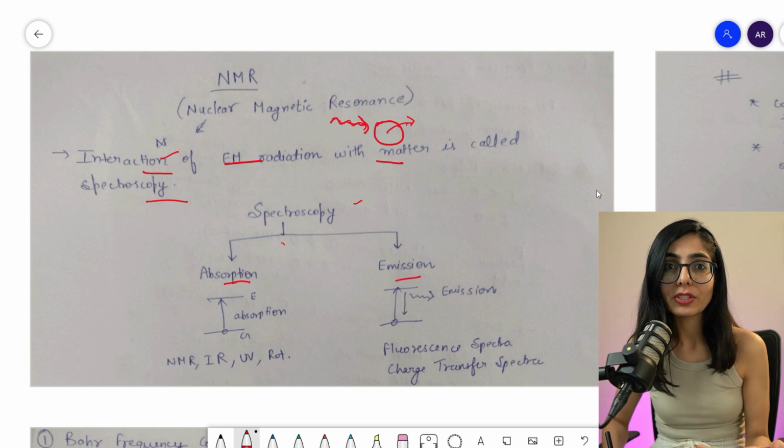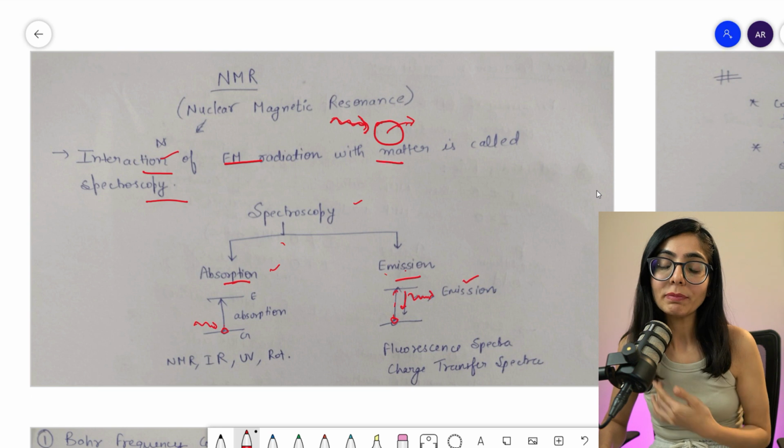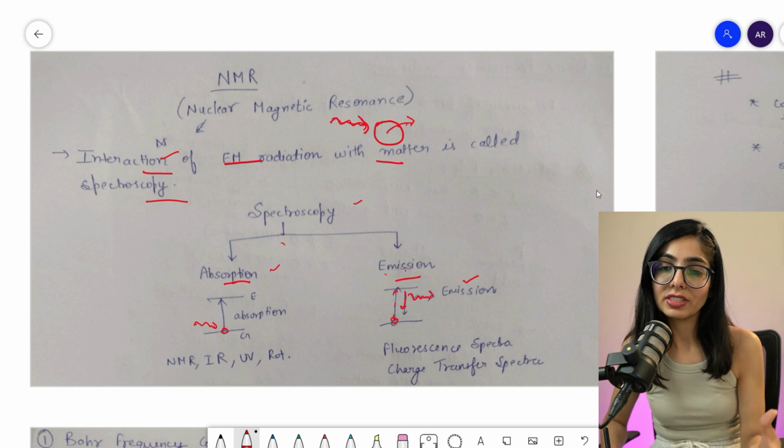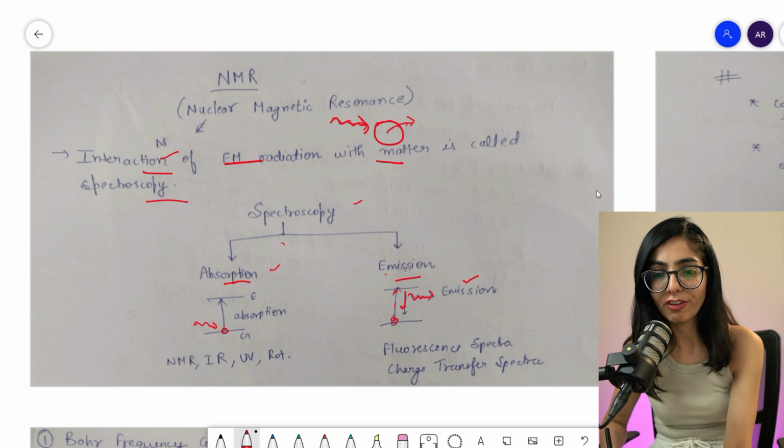So emission spectroscopy is... absorption spectroscopy is whenever any nuclei absorb any EM radiation and then you'll get a signal. And in emission, whenever any nuclei absorb and then come back, they emit some heat or some energy, radiation. So that will be called emission spectroscopy. And I'll tell further differences in absorption and emission. This is a very basic definition, that's why I'm going very fast on it.